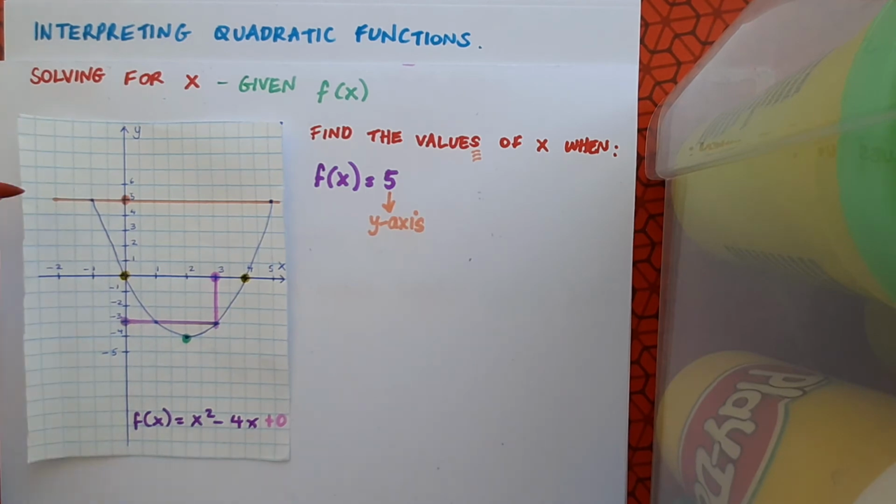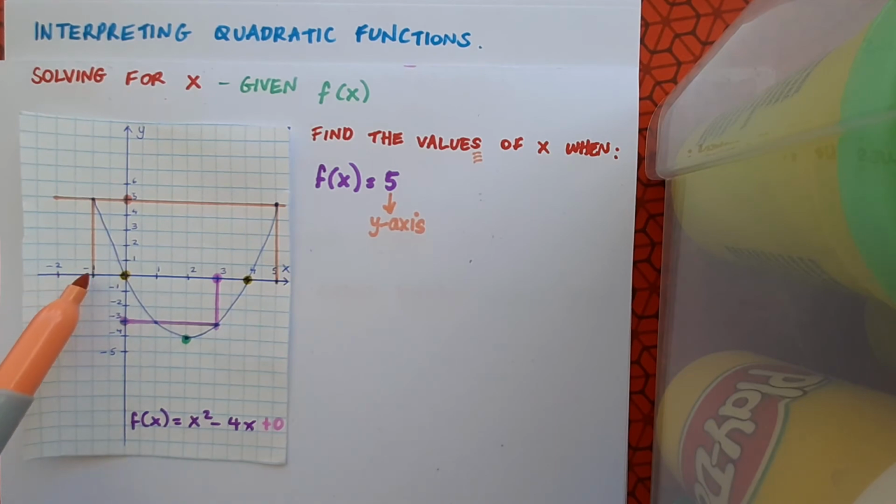And I can see that we meet the quadratic curve at this point and also at this point. So at both of those points then I must drop a line down to the x-axis. And the numbers that I land at on the x-axis are my 2 solutions. So in this case, -1 and 5.